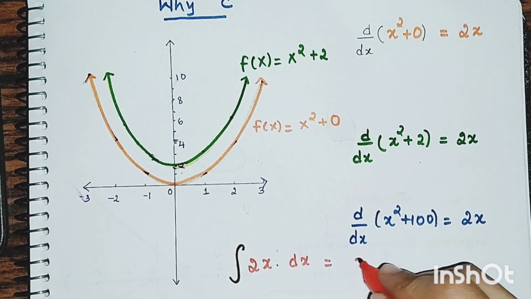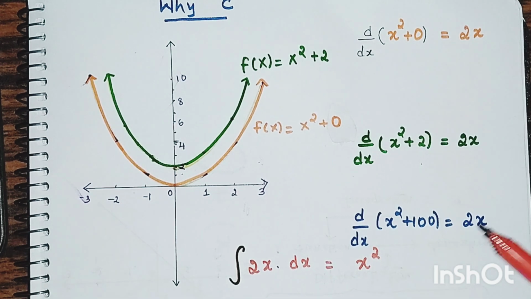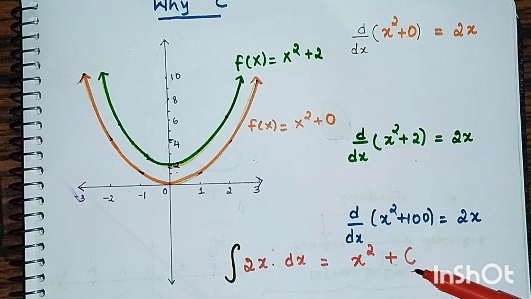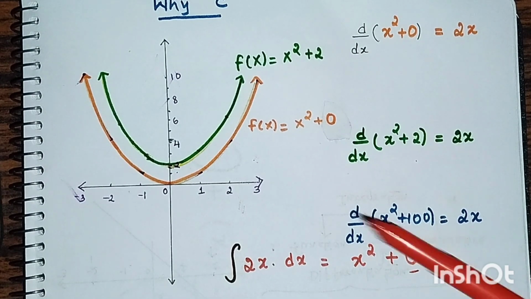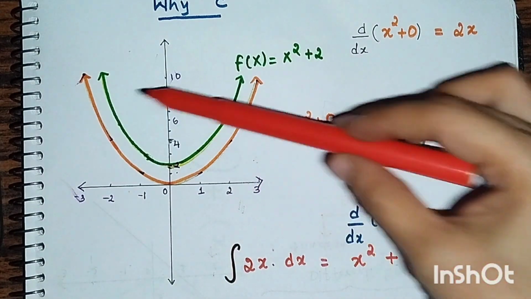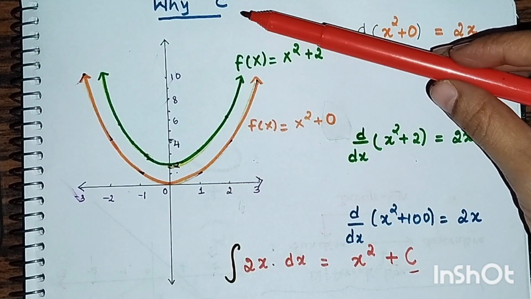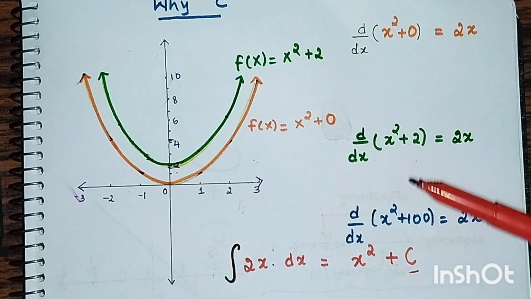We will write x square, because we know the original function of 2x is x square. So now which one to write? This plus c is there to balance that out. They all belong to the same family, and it can be any member of the family. It can be x square plus 0, it can be x square plus 2, it can be x square plus 100.